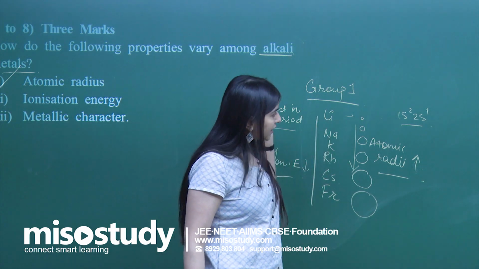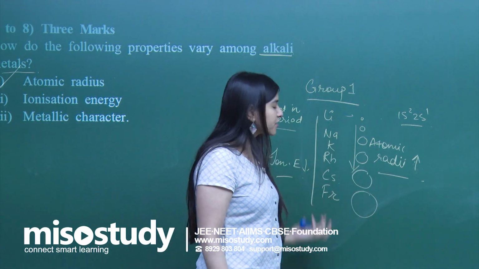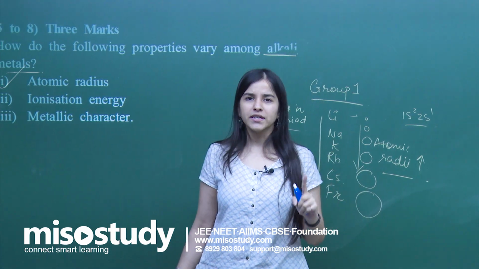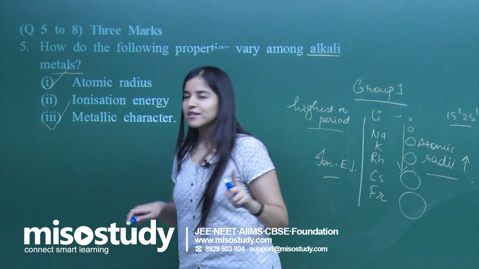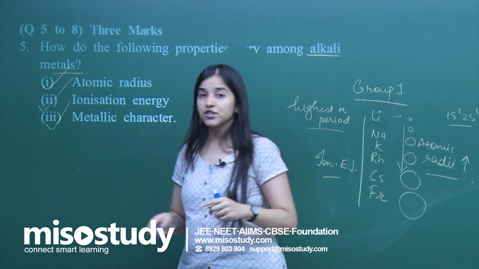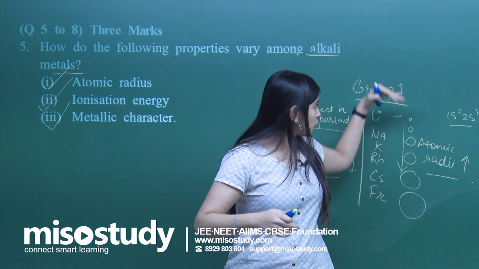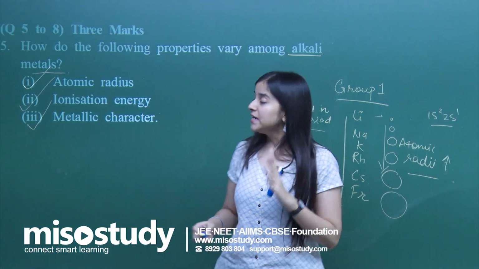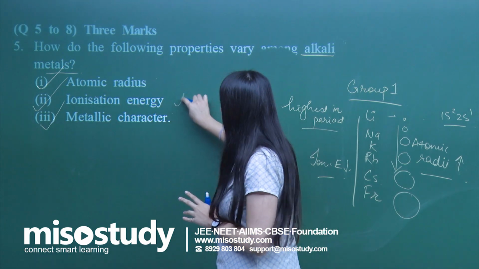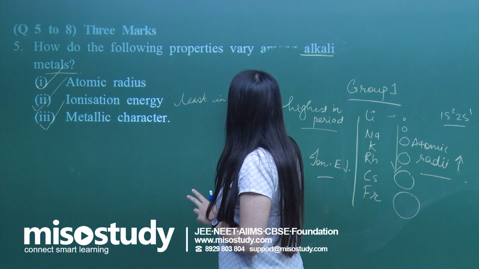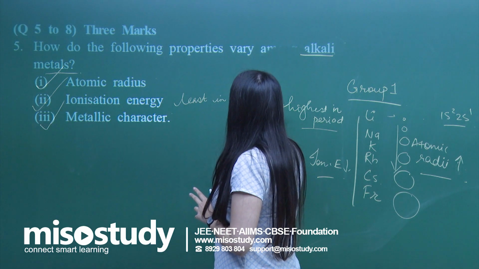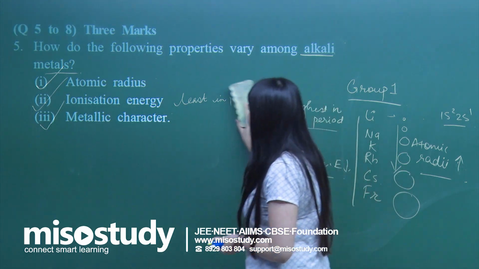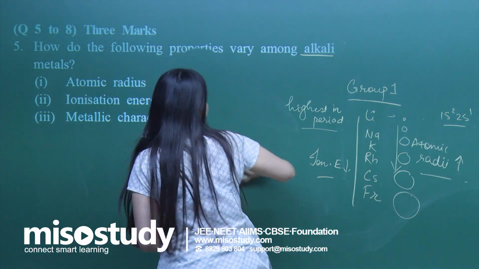If I talk about the period, since it's having the biggest size, it will be having the most metallic character, it will be more electropositive. And that completes my third point as well. And ionization energy, if I talk about the period, group 1 elements have got the least ionization enthalpy, least in period because of the biggest size. Clear? I have not discussed that in detail because we already have done that.